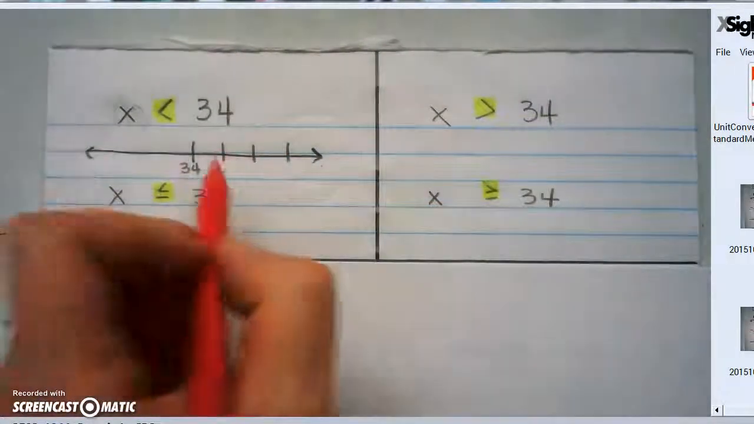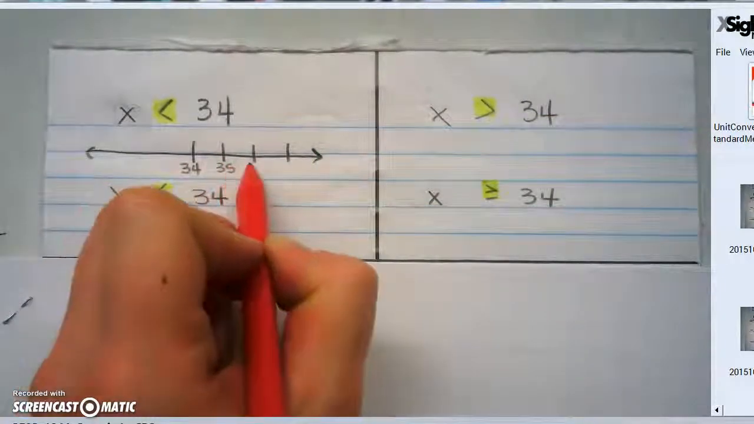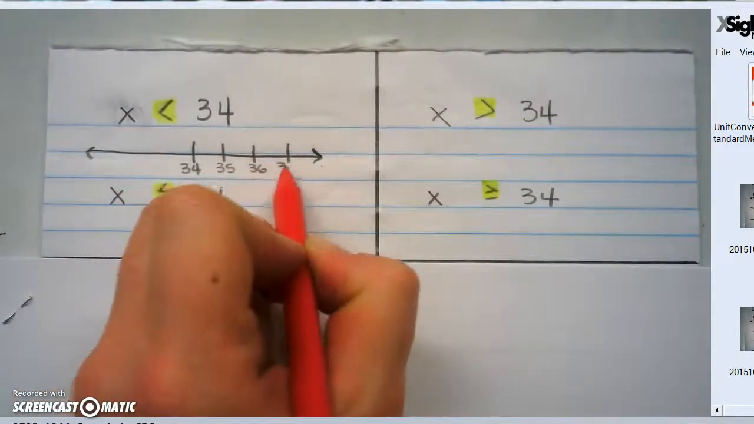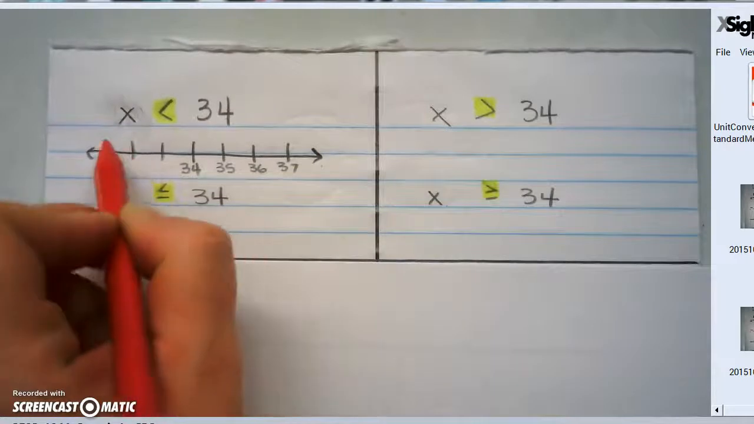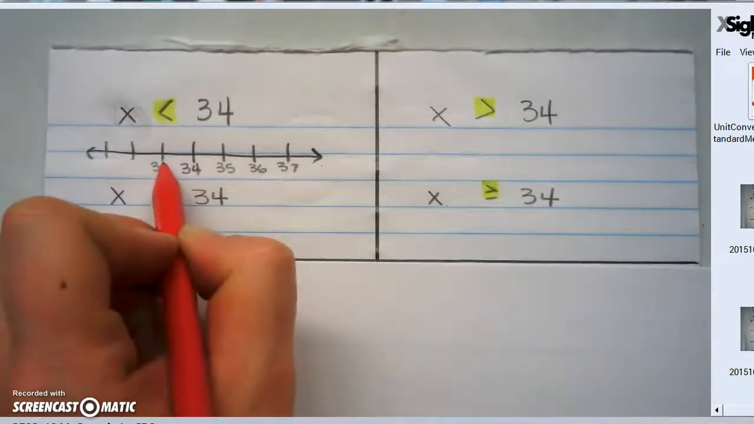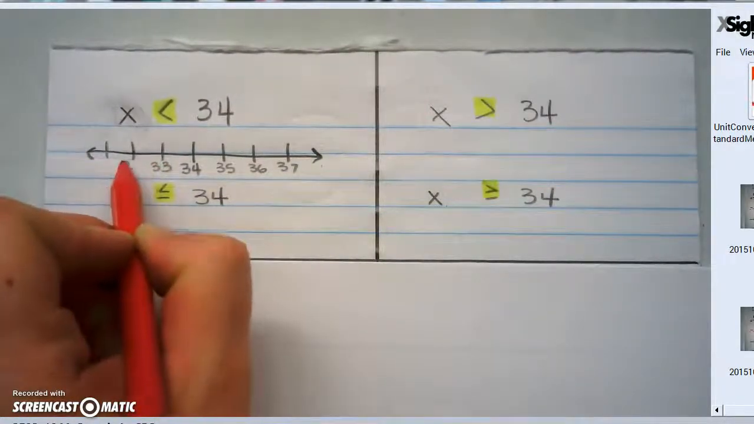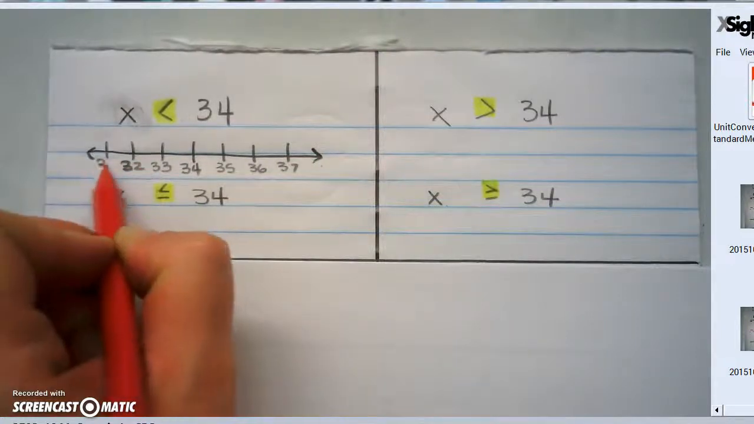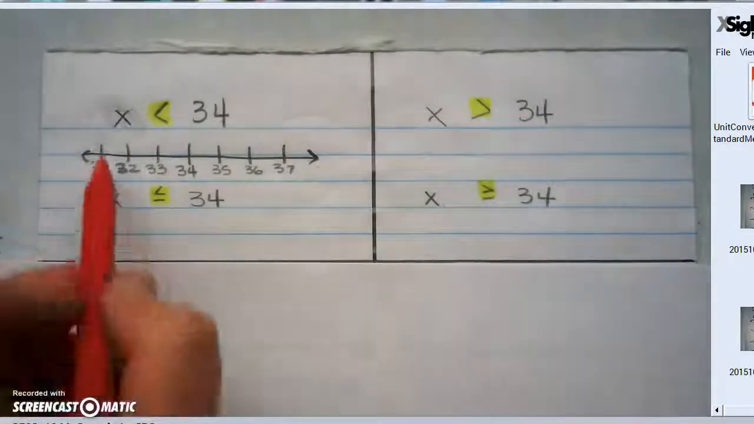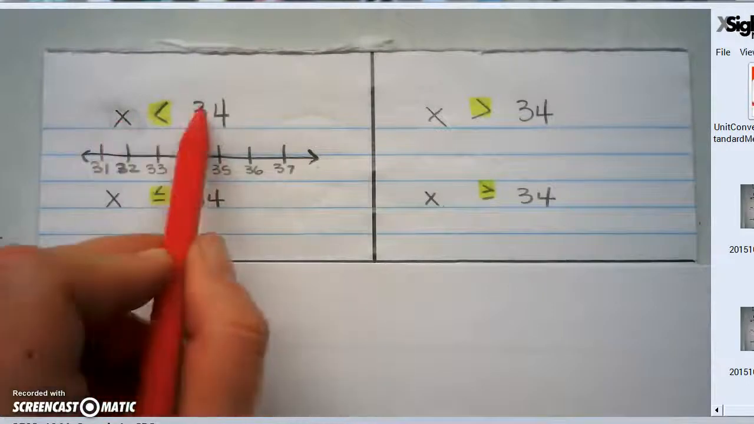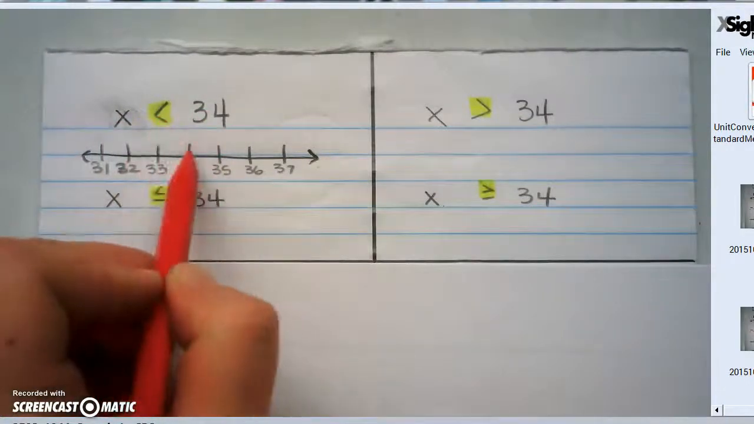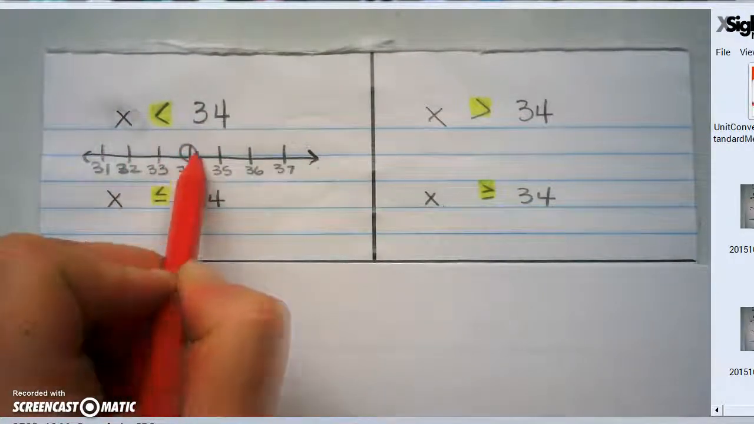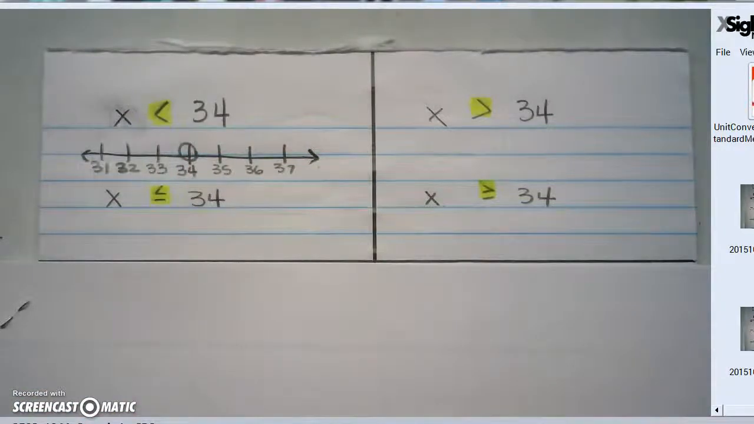I'll go up a couple of numbers. You don't need to go more than 2 or 3 though. And I'll go down a couple of numbers. Again, going down 2 or 3 will be just fine. So there's 32 and 31. And I can graph x is less than 34 on a number line by putting a circle on my 34.